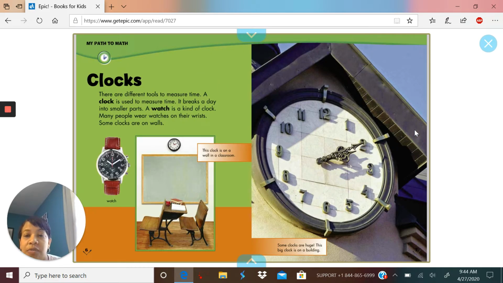Clocks. There are different tools to measure time. A clock is used to measure time. It breaks a day into smaller parts. A watch is a kind of clock. Many people wear watches on their wrists, and some clocks are on walls. Here's the next caption. This clock is on a wall in the classroom, and we all have that in our classrooms. Hopefully they work, because sometimes they don't, and then we have to get them fixed. Next page, here's the caption. Some clocks are huge. This big clock is on a building.